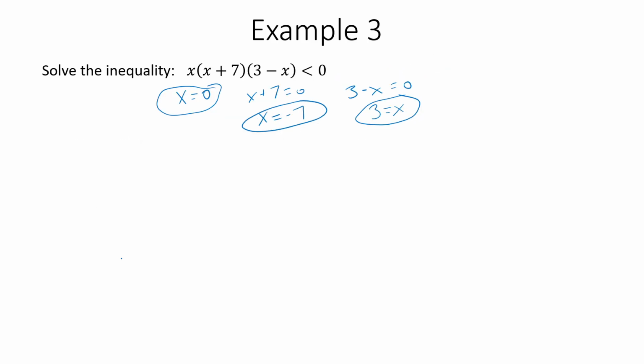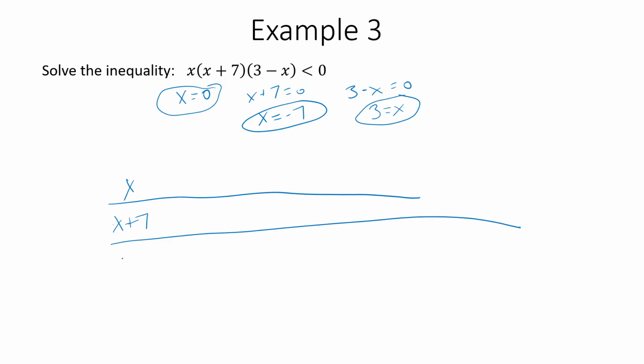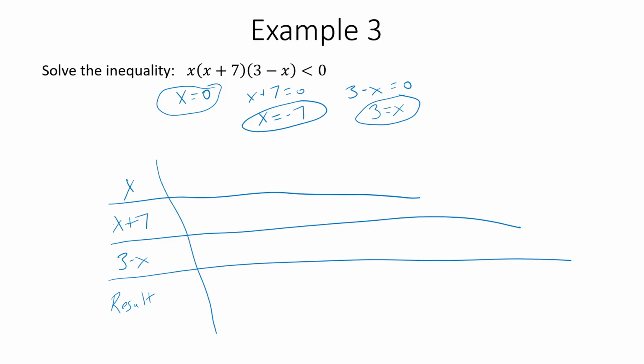So we can start, we can go x, x plus 7, and 3 minus x here, as well as the result. Okay, we have those isolated. Now let's isolate our intervals up top. Okay. Now, I'll start with my lowest number.